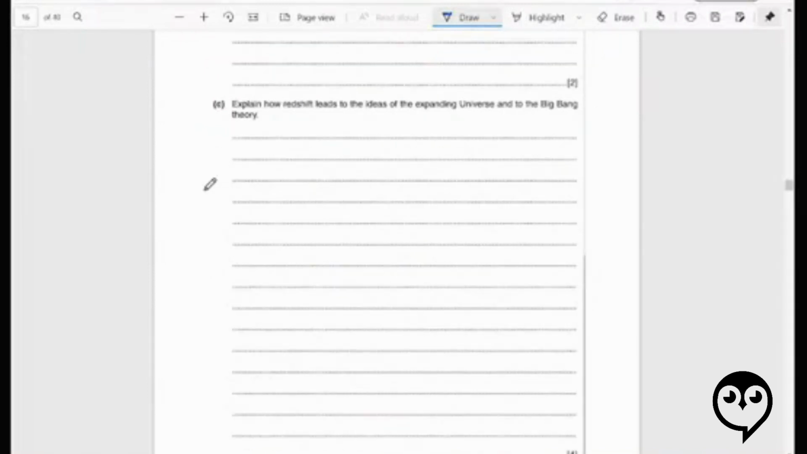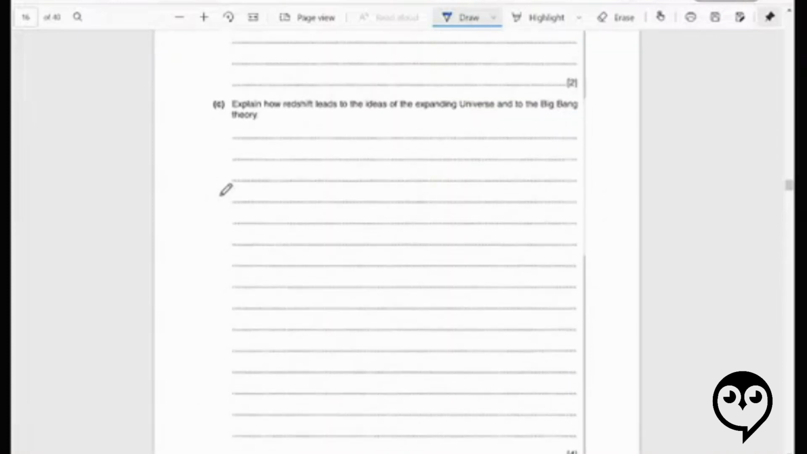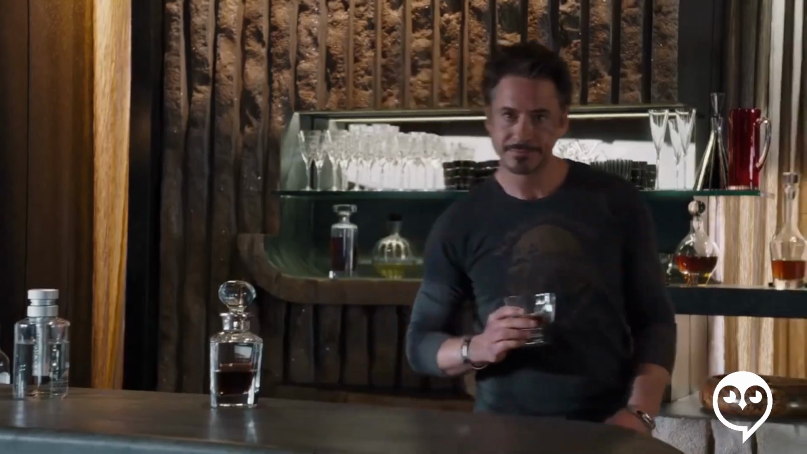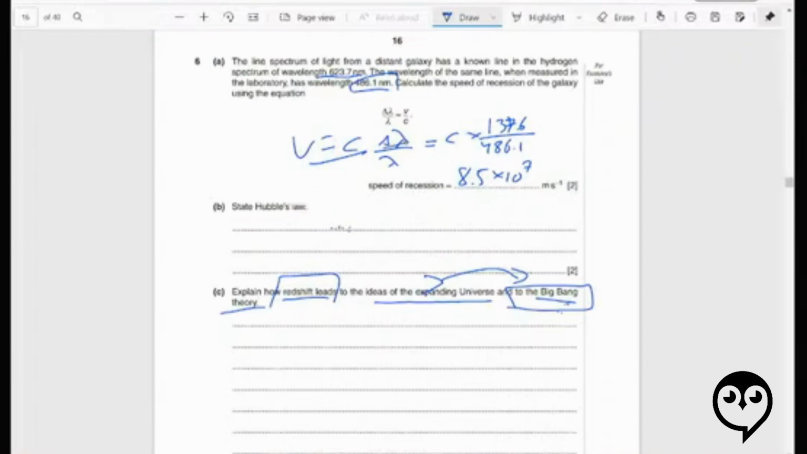Explain how redshift leads to the ideas of the expanding universe and the Big Bang theory. Okay, it's 4 marks here. I would probably dedicate 2 marks to talking about how that means that the universe is expanding, and then 2 marks to talking about Big Bang Theory. Not a great plan. Or the other thing you could do might be to first of all explain what the Big Bang Theory is, and then talk about how redshift leads to the idea of the expanding universe, which helps explain the Big Bang Theory. We know the greater the redshift, the greater the speed of recession.